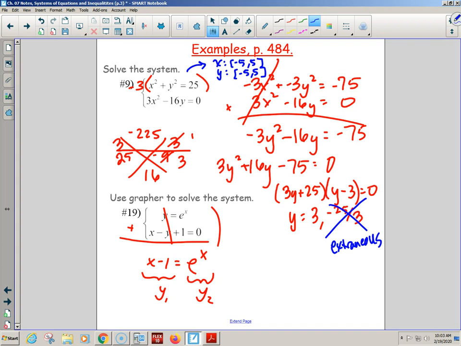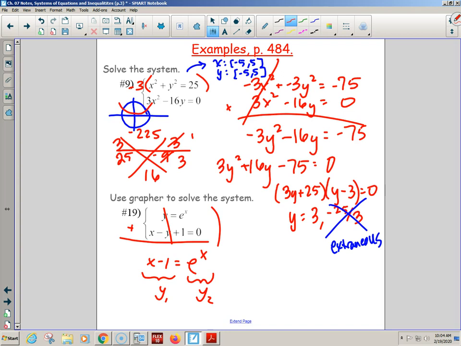Another way of thinking about it is, it's not solving graphically, but it is thinking about it graphically. If I have a circle centered at 0, 0 with a radius of 5, and if I have a solve-for-y, upwards facing parabola, how many intersection points can it actually have?